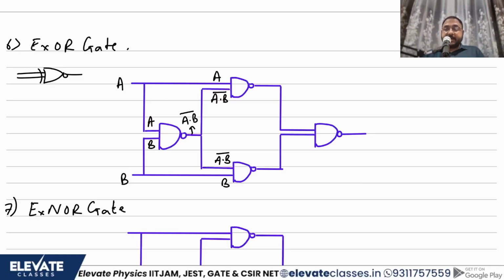There's another NAND gate, right? Again, use the NAND property. What is the NAND property? You just multiply A dot B complement and put a bar on top of them, right? Can we try and solve this?